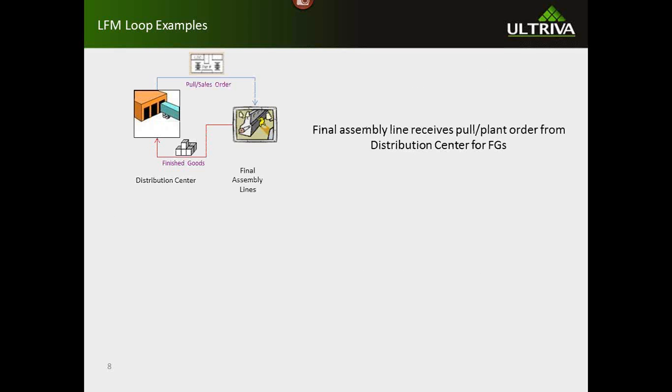So we'll give you a few examples of the types of loops that are supported by this LFM module. And the first one we'll talk about is a distribution center to a final assembly line. So as that distribution center ships goods to an end user or customer, we can trigger that sales order to create demand for that final assembly line, letting them know that they need to replenish the finished goods to the distribution center.